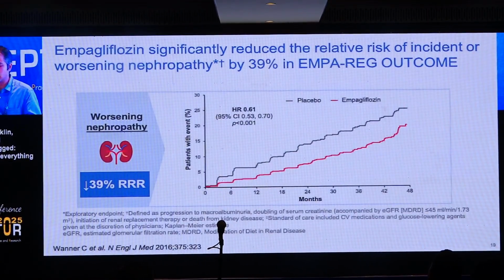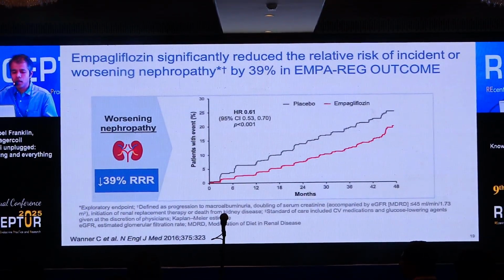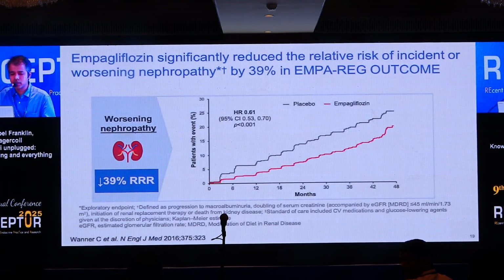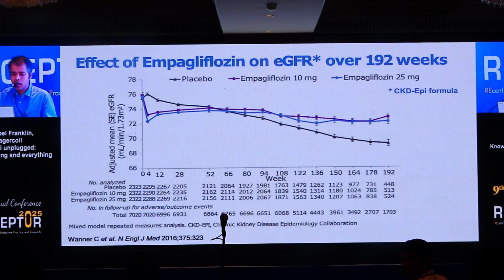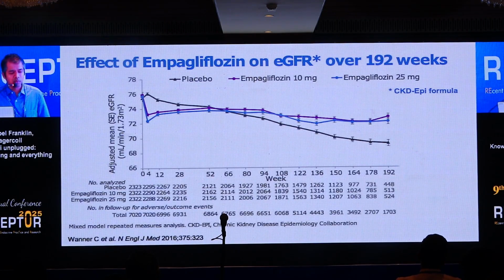This MPARAG outcome showed around 39% relative risk reduction in worsening of nephropathy. During the initial period, which was seen in most of the SGLT2 inhibitor trials, there will be a dip in EGFR. But as days progress, it plateaus out, and clearly you can see that around a 3-year period, in the placebo group there was a significant dip in EGFR, whereas in the SGLT2 inhibitor group, the EGFR plateaus out.